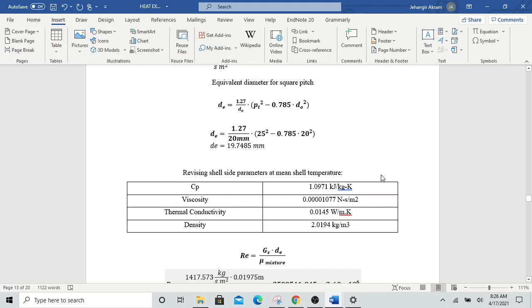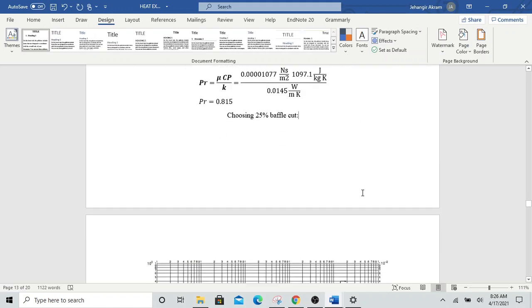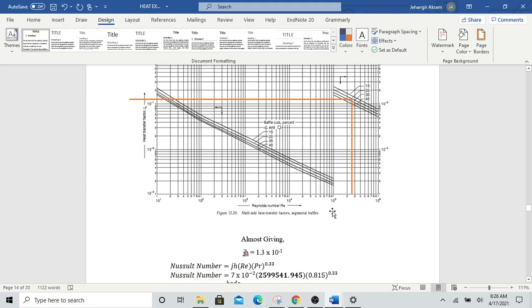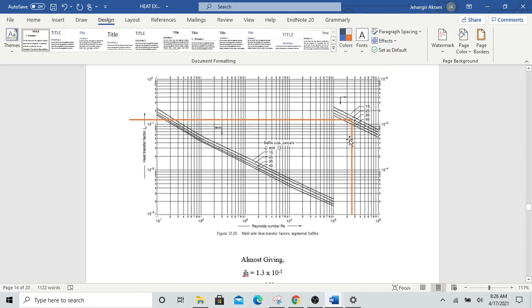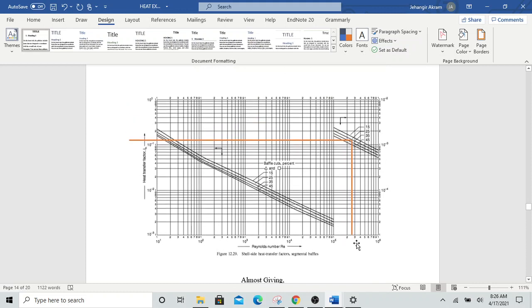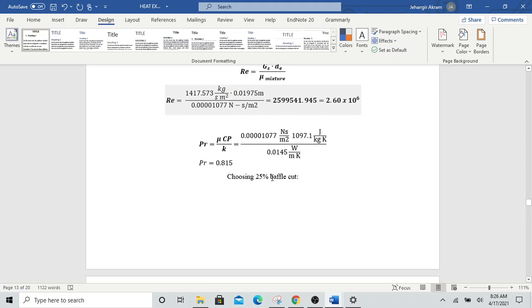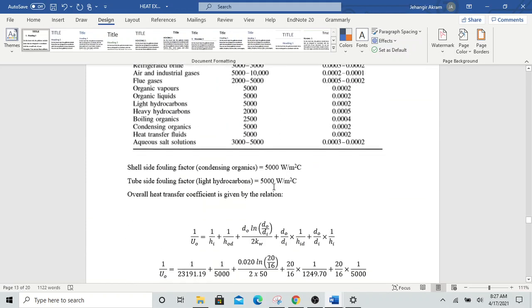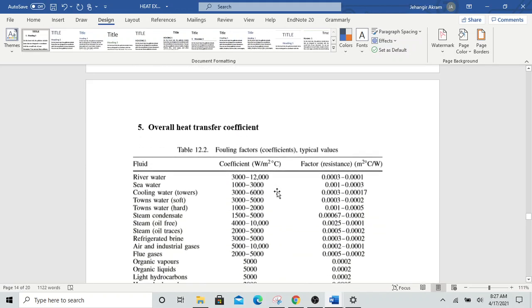After we have found these parameters, using 25% baffle cut, we will also calculate the heat transfer factor for the shell side by crossing the Reynolds number with the baffle cut. You see our baffle cut moved to this. And it's up to you to choose the baffle cut depending upon various pressure drop and other conditions. I recommend you to at least read Coulson volume 6 once. After that you can use my document to ease your hurdle of finding graphs and tables. I have summarized all those graphs and tables in my document.